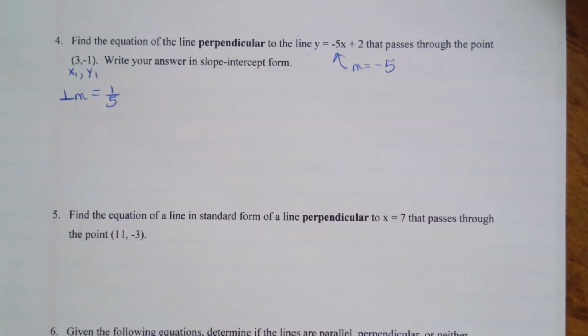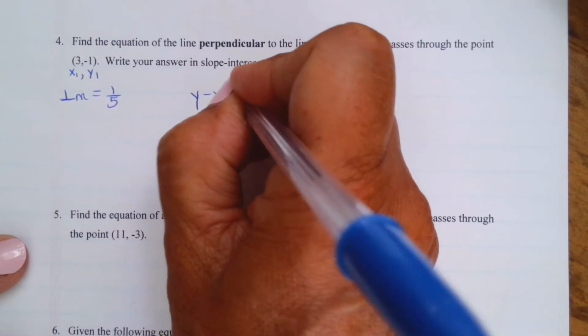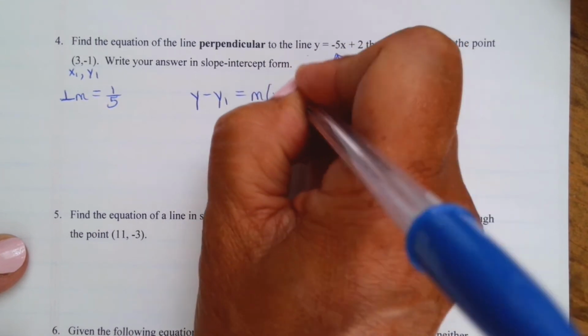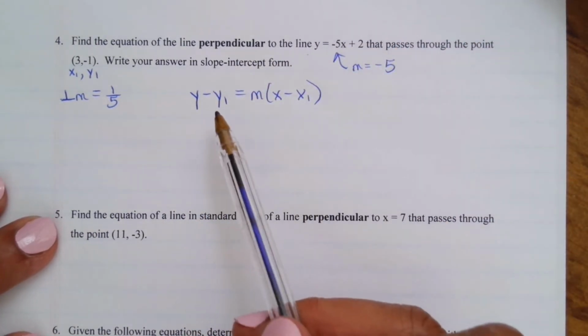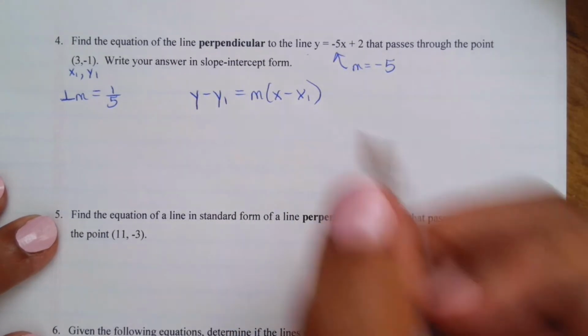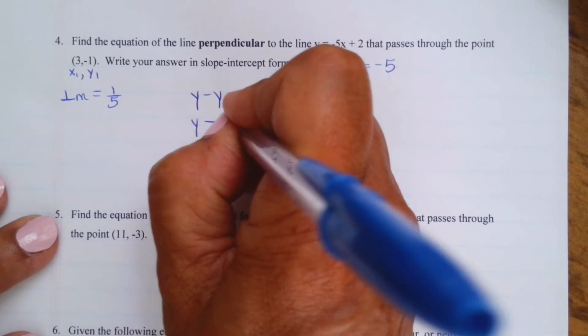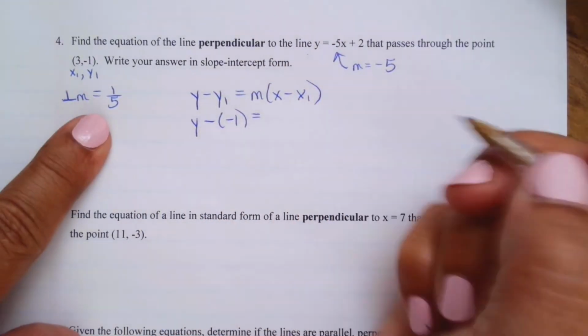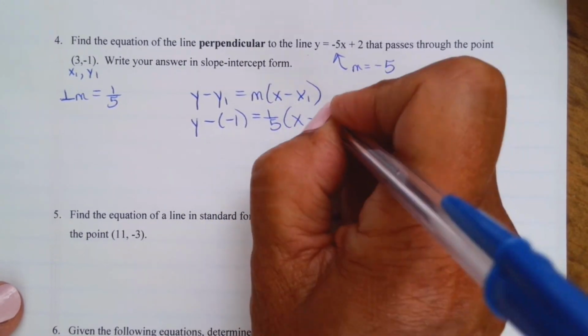All right, so same thing. I have a point and I have a slope, so I am going to start with point slope form, just like the last problem. Okay, so we're going to substitute in our x1, y1, and m. So we'll have y minus, y1 is negative 1, equals, slope is 1/5, and then x1 is 3.